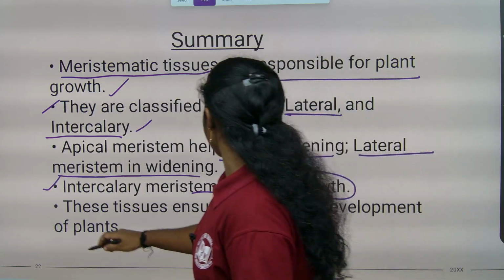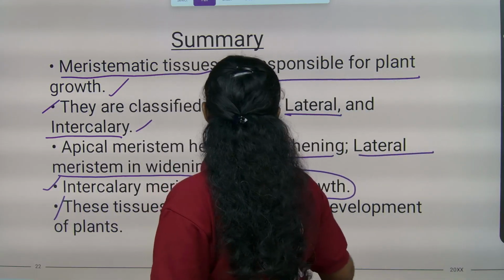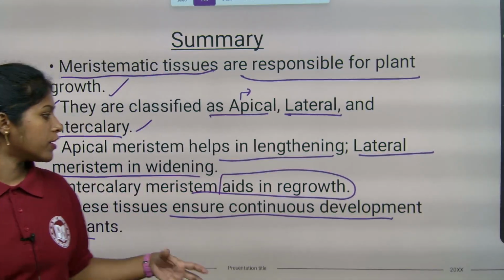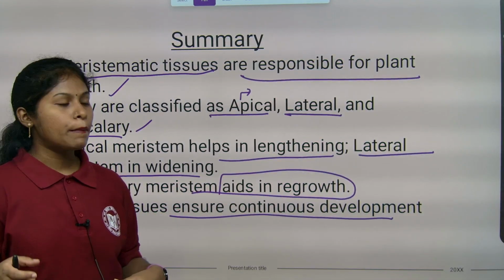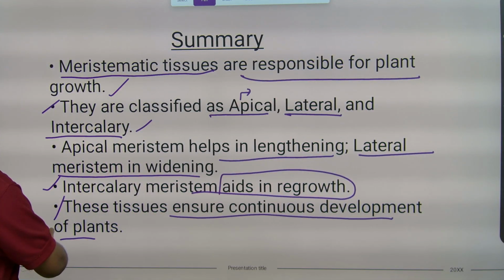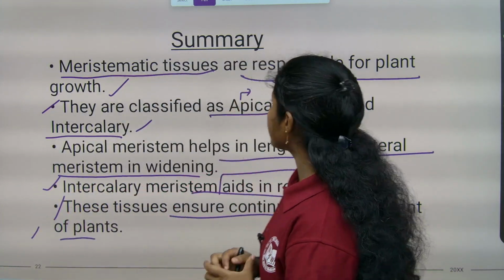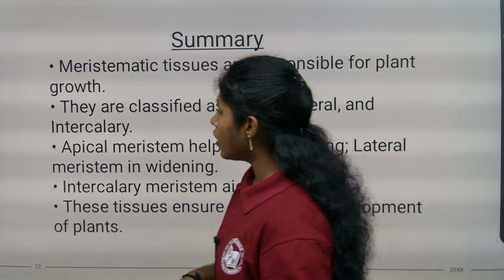These tissues ensure continuous development of the plants, right? This is about the meristematic tissue, children. So let's now start the permanent tissues. So what are permanent tissues, children?